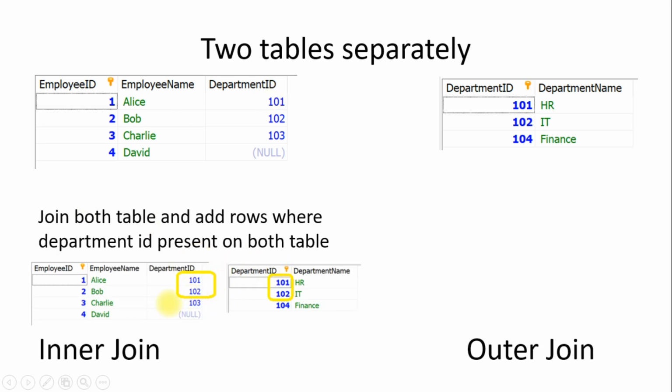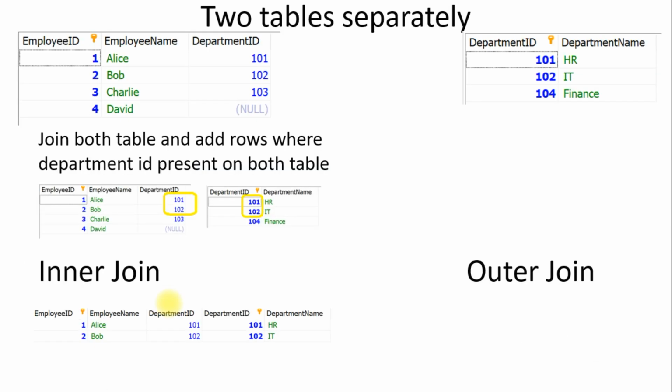So it will take the first two rows of both the tables, combine them and print them. See, this is the output of inner join. It will take only the department IDs that are present on both the tables.